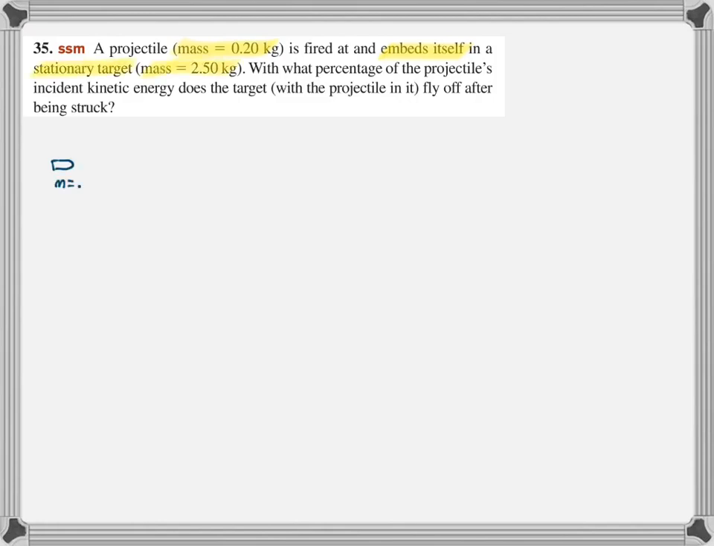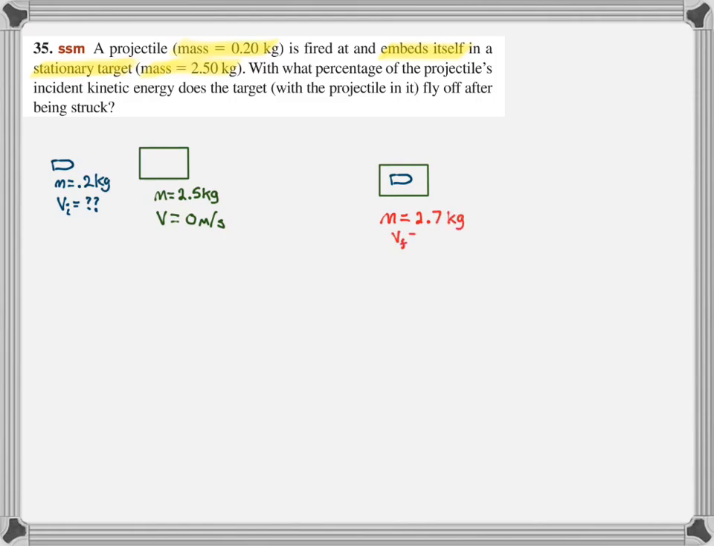Alright, so basically we have a projectile. Let's say it's a bullet. It's going to move forward and collide with another object. After they collide, the bullet is going to become embedded inside the object, meaning this is a perfectly inelastic collision, meaning there's going to be some kind of change in kinetic energy. And the problem is asking what is the percent change of the object's kinetic energy.